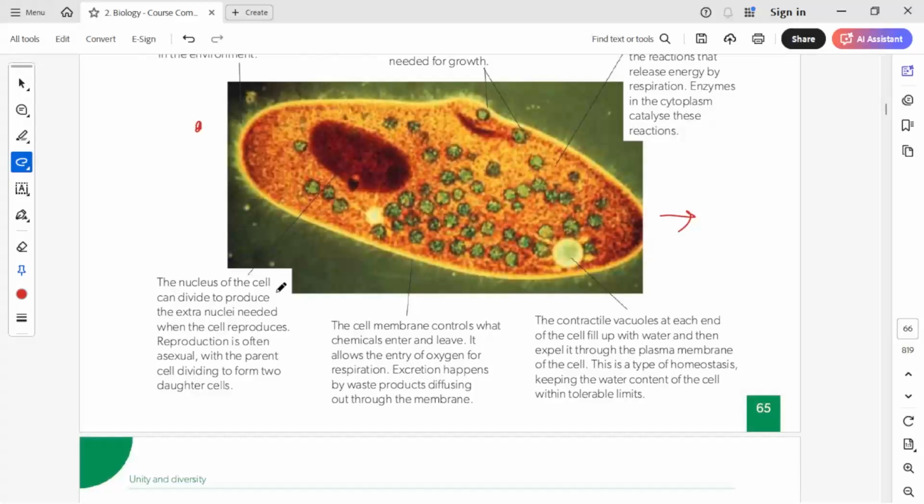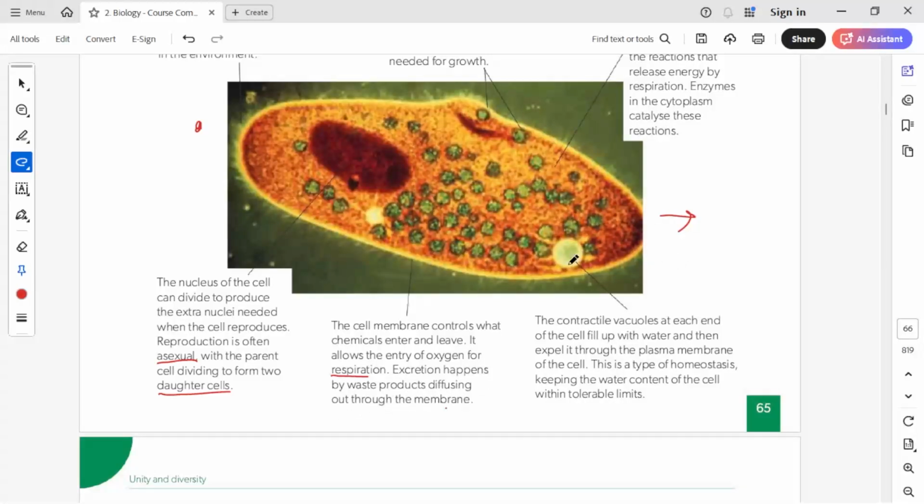Next, the nucleus of the cell can divide to produce the extra nuclei needed when the cell reproduces. Reproduction is often asexual, where the parent cell divides to form two daughter cells. So simple cell division takes place. It is basically asexual division in which two daughter cells are produced from this one single parent cell. The cell membrane is present, which controls the chemicals entering and leaving. It allows the entry of oxygen for respiration. Excretion happens by waste products diffusing out through the membrane.